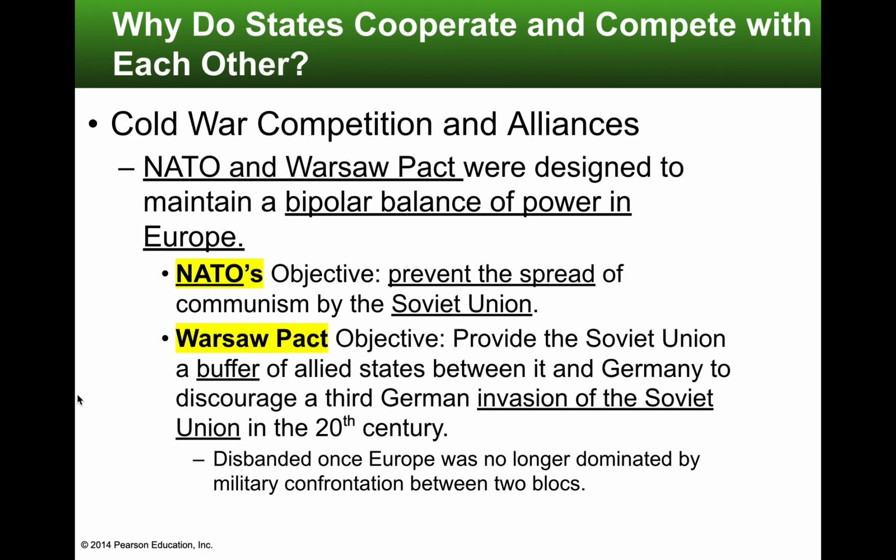JFK demanded on TV the missiles be removed. He set up a naval blockade, and then the U.S. Department of Defense had aerial photos clearly showing preparation for them to build these missile launching sites. The Soviet Union quickly diffused the conflict by dismantling the missile launching sites.